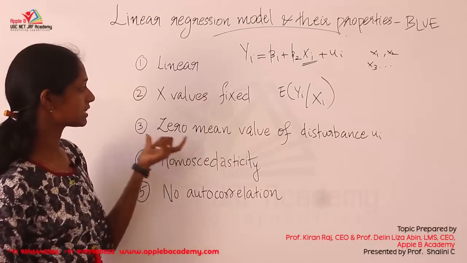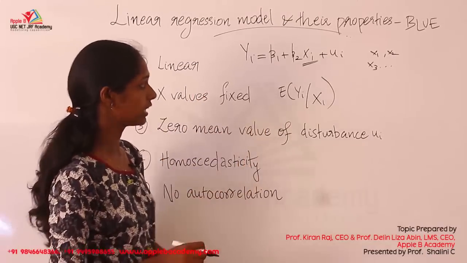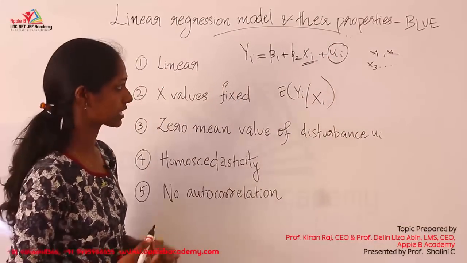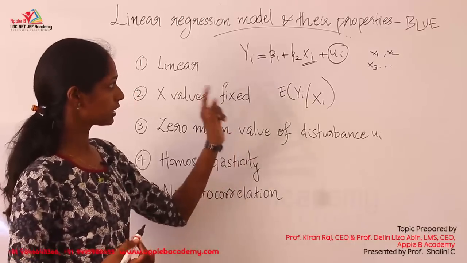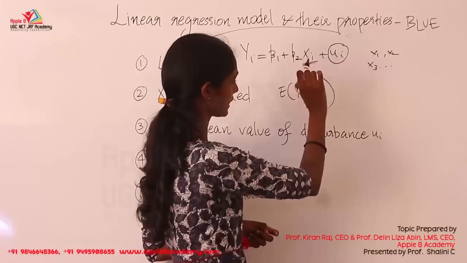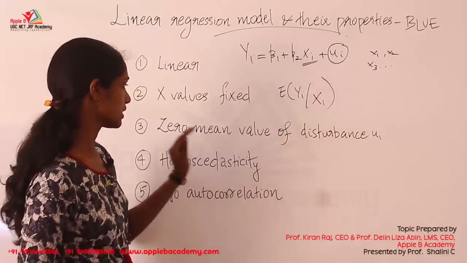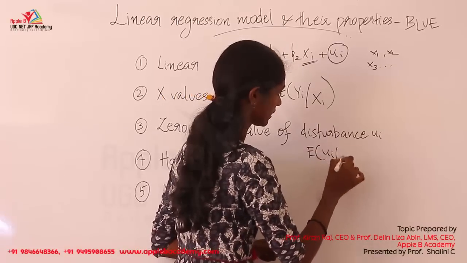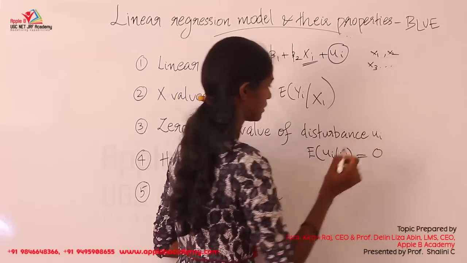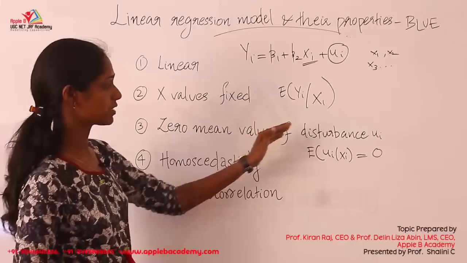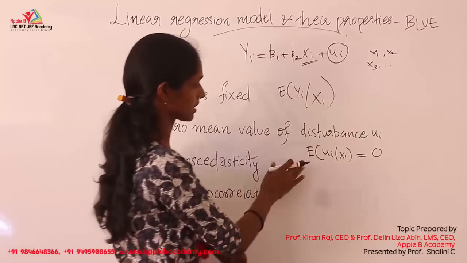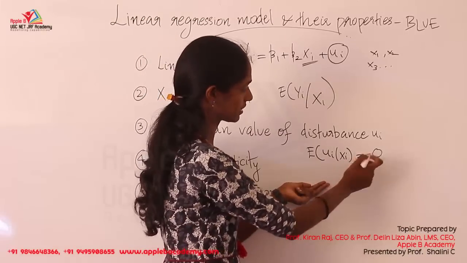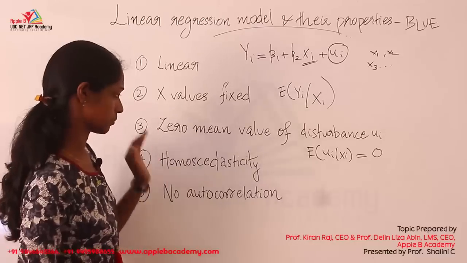The third property is zero mean value of the disturbance ui. This term is called the error term, or the stochastic term, or the disturbance term. Zero mean value of disturbance ui means that the expectation of ui given xi is equal to 0. Symbolically, the average value of ui given the value of xi is equal to 0. That is the third assumption.